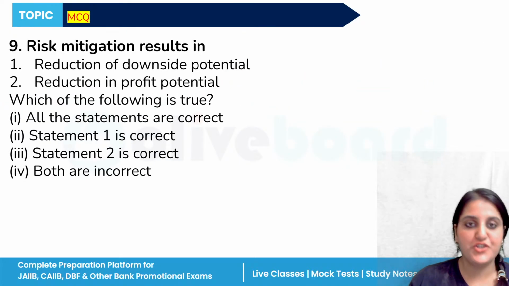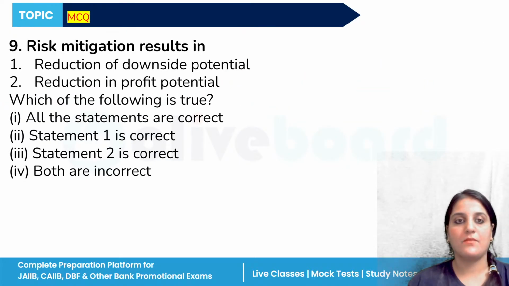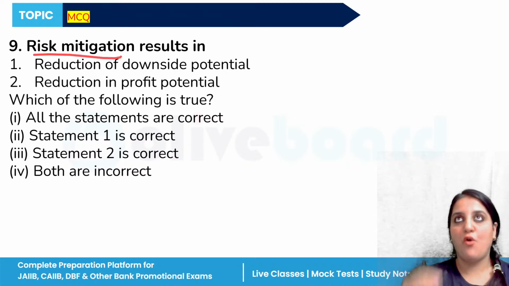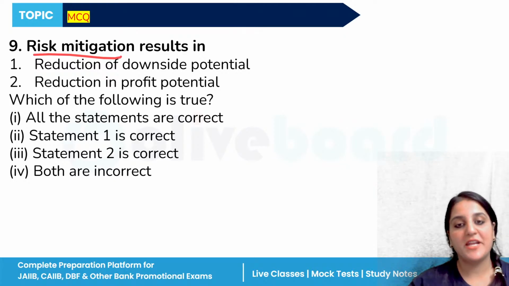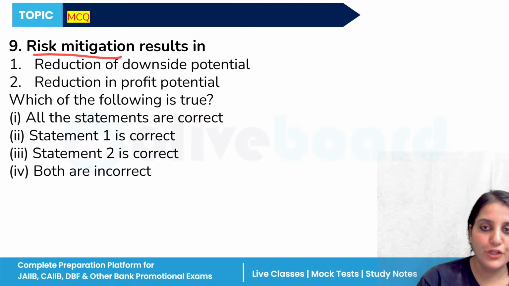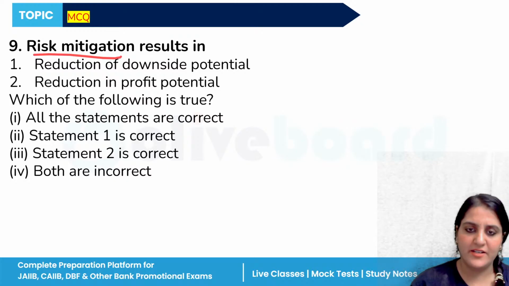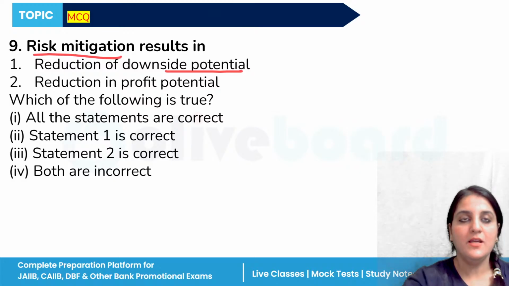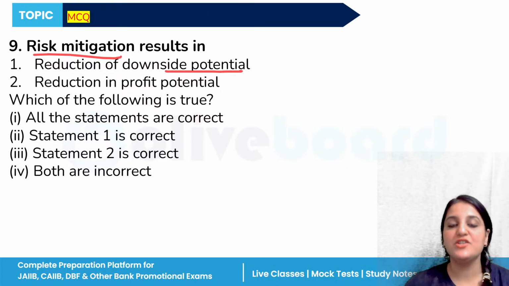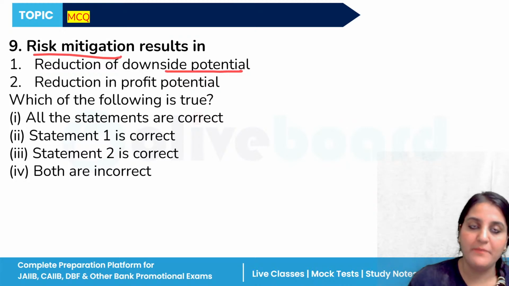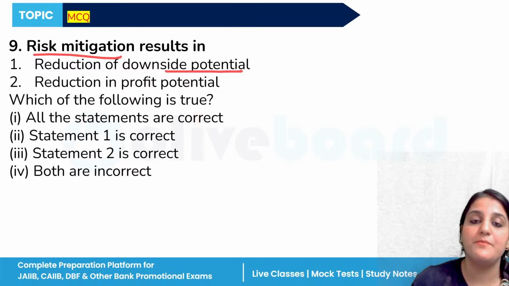Now, risk mitigation results in, what? Risk mitigation is basically whatever steps are taken to reduce the potential effects of negative events. This typically involves actions that reduce the likelihood or the severity of risk. If we talk about the reduction of downside potential, by mitigating the risk, organizations can reduce the potential for losses and also negative outcomes. This is the primary goal of risk mitigation.